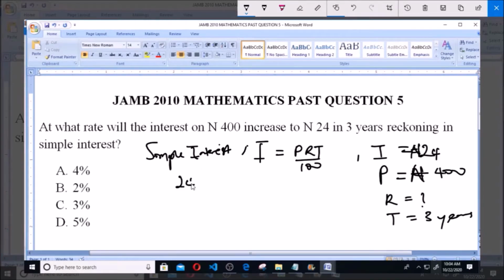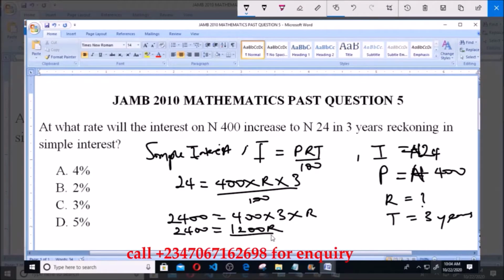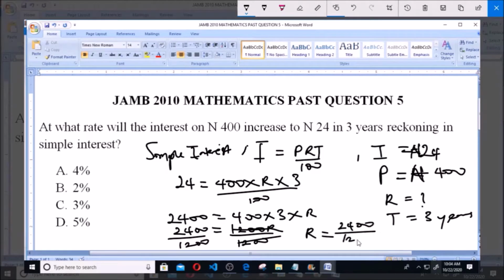Now from this we can find what's our R. Simple interest 24 naira is equals to the principal amount 400 multiplied by the rates r multiplied by the time, which is 3 years, all over 100. From this we can say 2400 is equals to 400 multiplied by 3 multiplied by r, and that is 2400 is equals to 1200 r. Now divide both sides by 1200. So we have 1200 over 1200. So we have that r is equals to 2400 all over 1200, and r is equals to 2%.